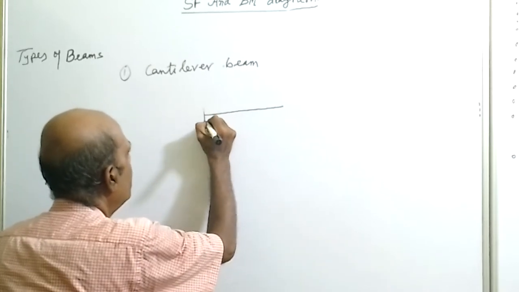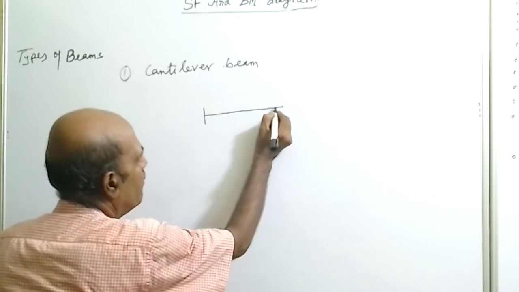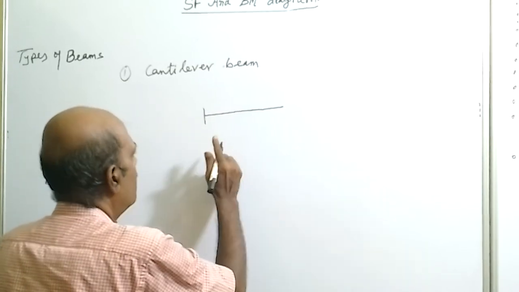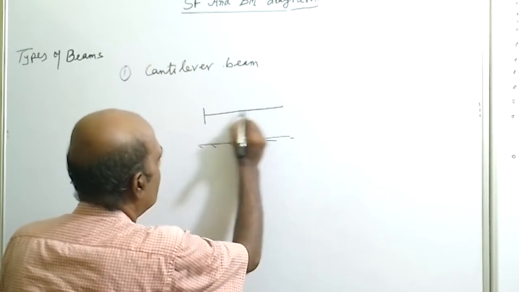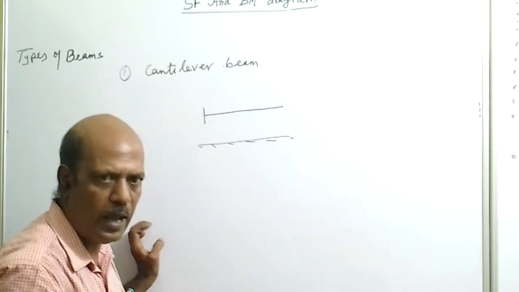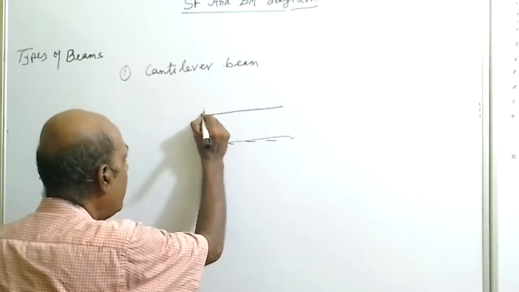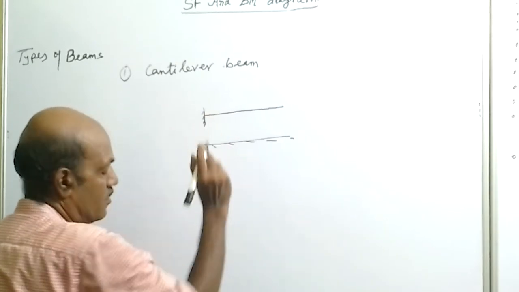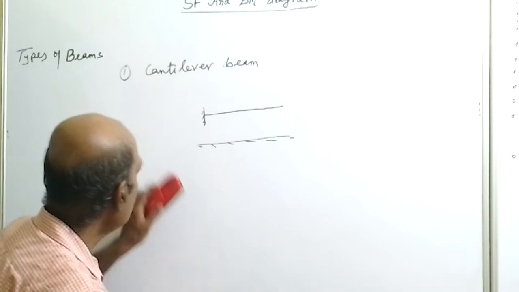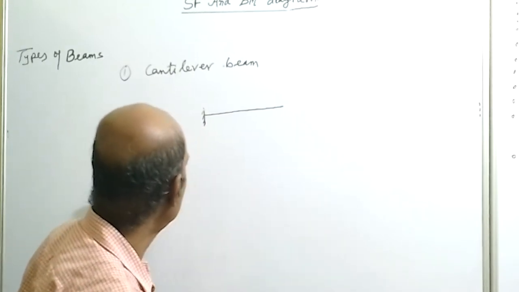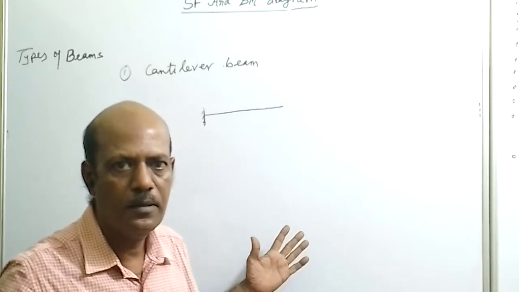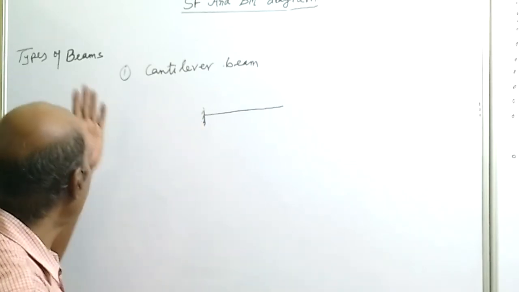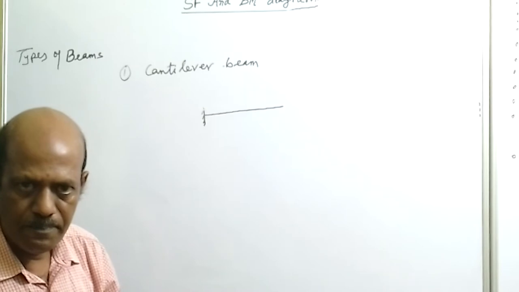The beam is a horizontal member. It is parallel to the ground. If this is the ground, this is parallel to the ground, and one end of the member is fixed. That means a cantilever beam is a beam of which one end is fixed and the other end is free. That beam is known as a cantilever beam.